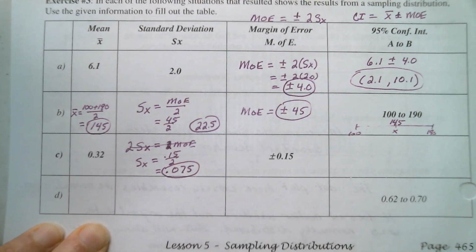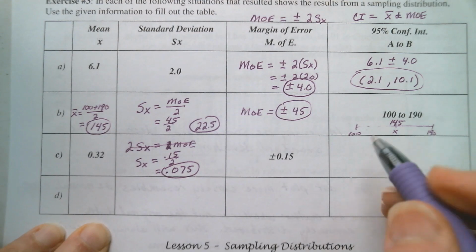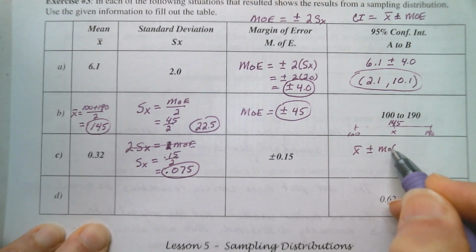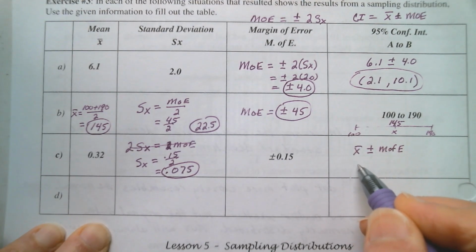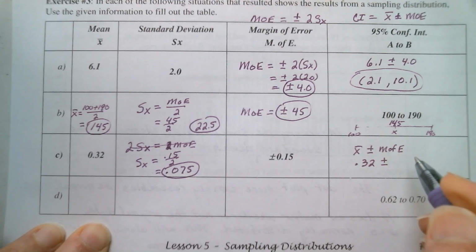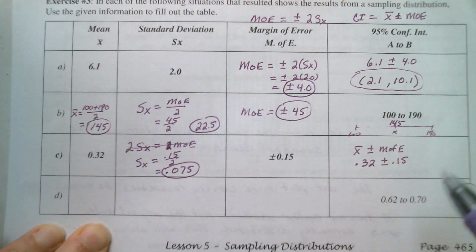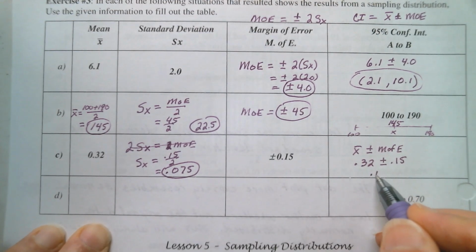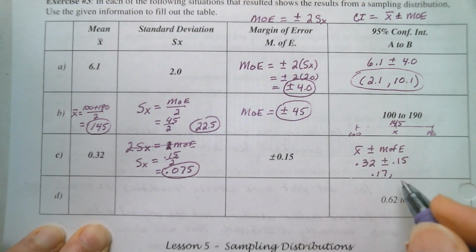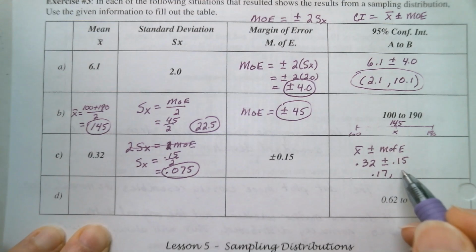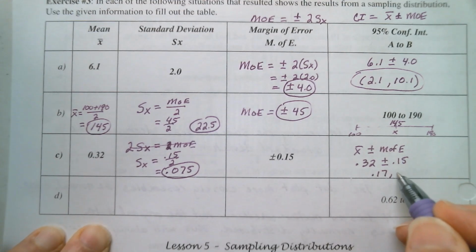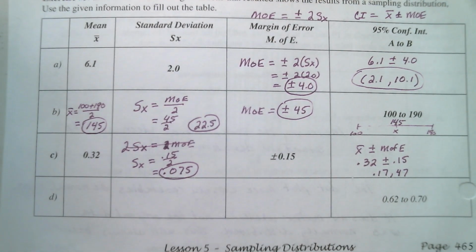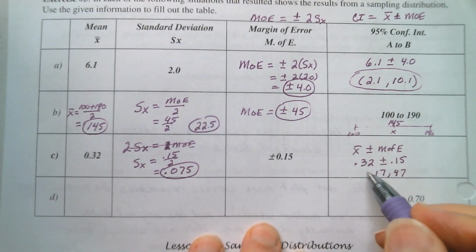That's our standard deviation. Our confidence interval is going to be the mean plus or minus the margin of error. So the mean is 0.32 plus or minus 0.15. 0.32 minus 0.15 is 0.17. 0.32 plus 0.15 is, nope, 0.47. Okay, so here our interval is 0.17 to 0.47.